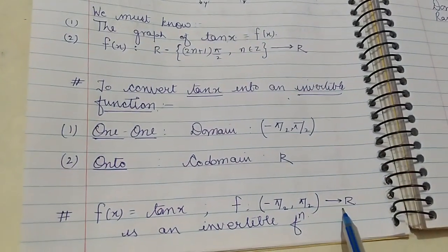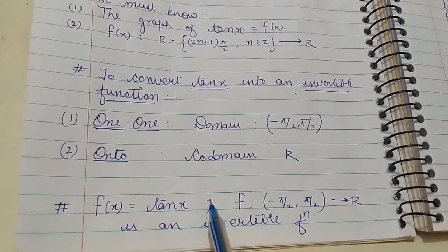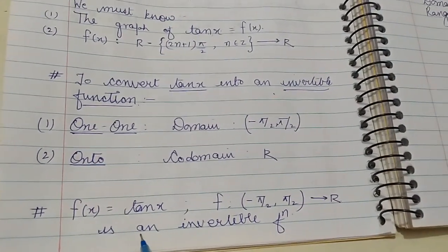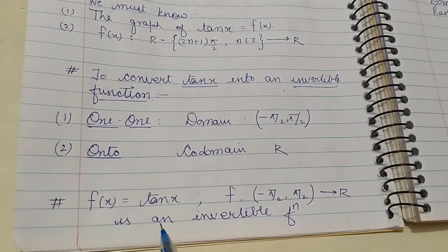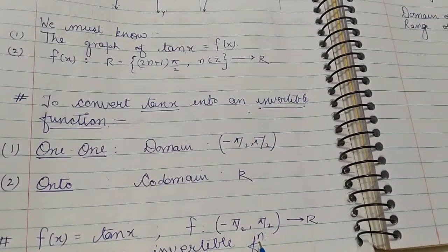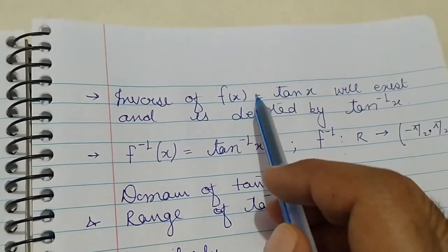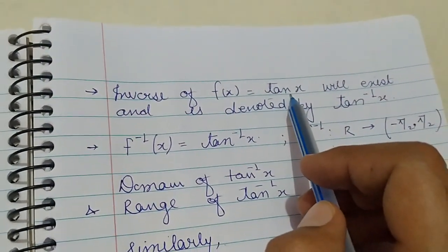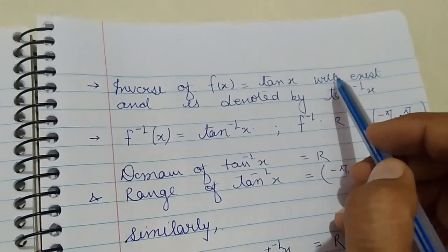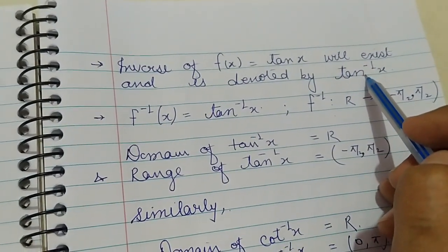For these conditions, the trigonometric function tan x will become a bijective function, and a bijective function is also an invertible function. Since tan x is invertible under the given conditions, its inverse will exist and is denoted by tan inverse x.